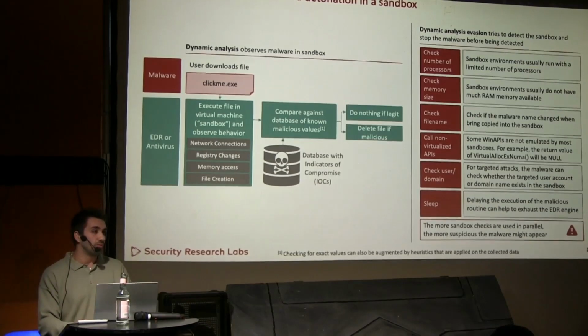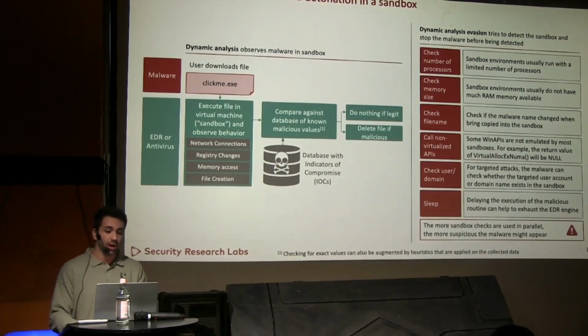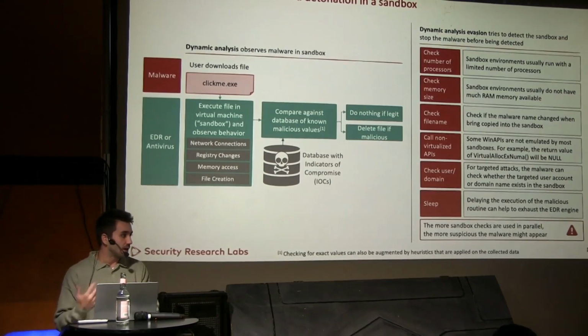What we can do to bypass this kind of analysis is to make our malware clever enough to understand if it's inside a sandbox. That could be done in a lot of different ways. Some of them would be, for example, to check the number of processor cores, because usually sandboxes are limited in resources, or check the RAM we have.